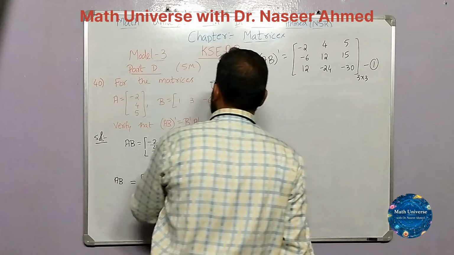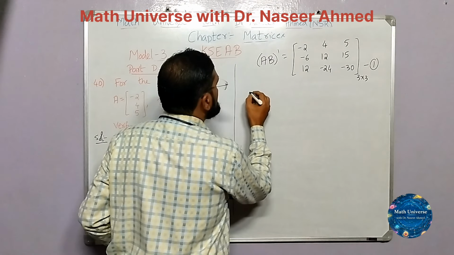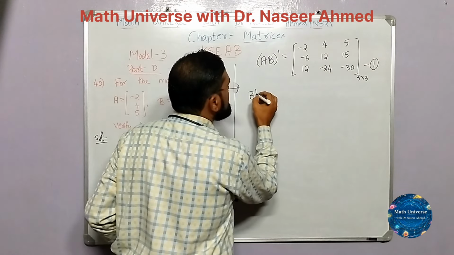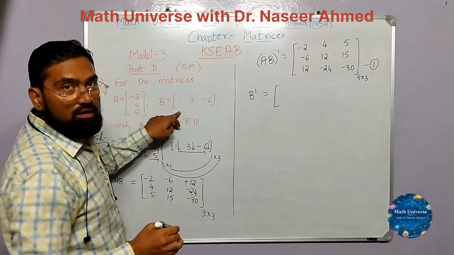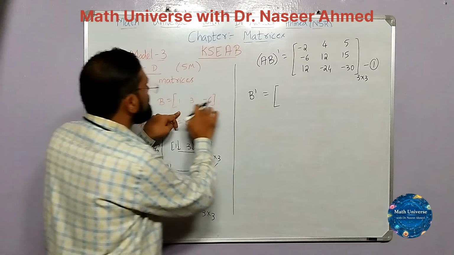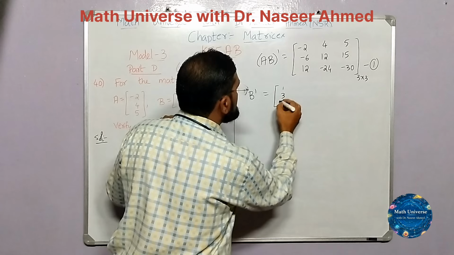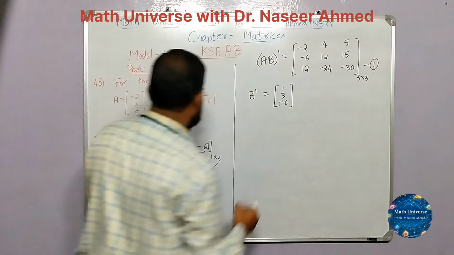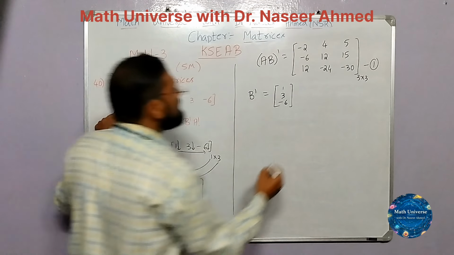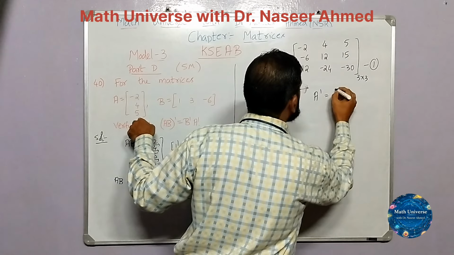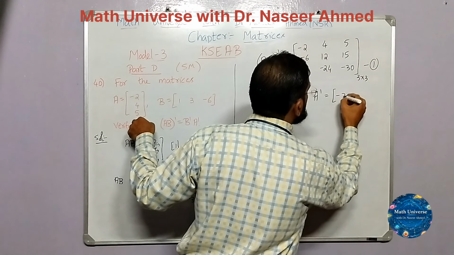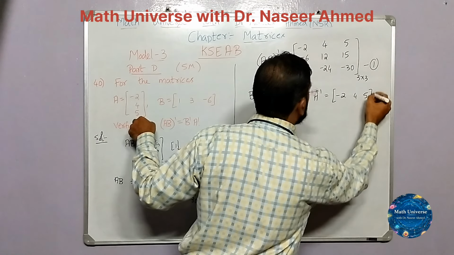Now I want B transpose into A transpose. Now let us first find B transpose. How to get B transpose? Change row to column and column to row. This is the first row, change to first column: 1, 3, -6. Next I want A transpose. A transpose is the first column, only one column it is. So change to row: -2, 4 and 5.